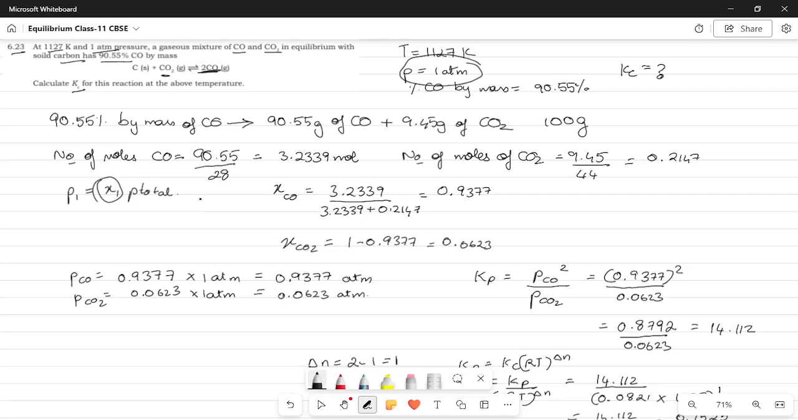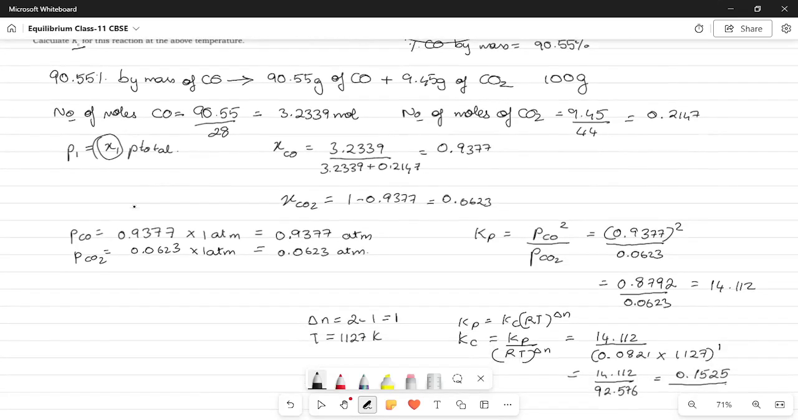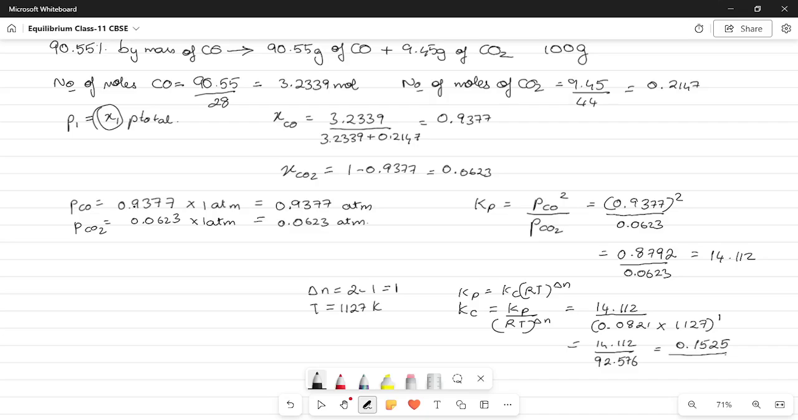So basically we started with calculating the number of moles of carbon monoxide and carbon dioxide. Then we calculated the mole fraction. And then we used Dalton's law of partial pressure to calculate the partial pressure of carbon monoxide and carbon dioxide. From the partial pressures of each of these, we were able to calculate the value of Kp, and then we used the relationship between Kp and Kc to calculate the value of Kc. I hope all of that made sense.